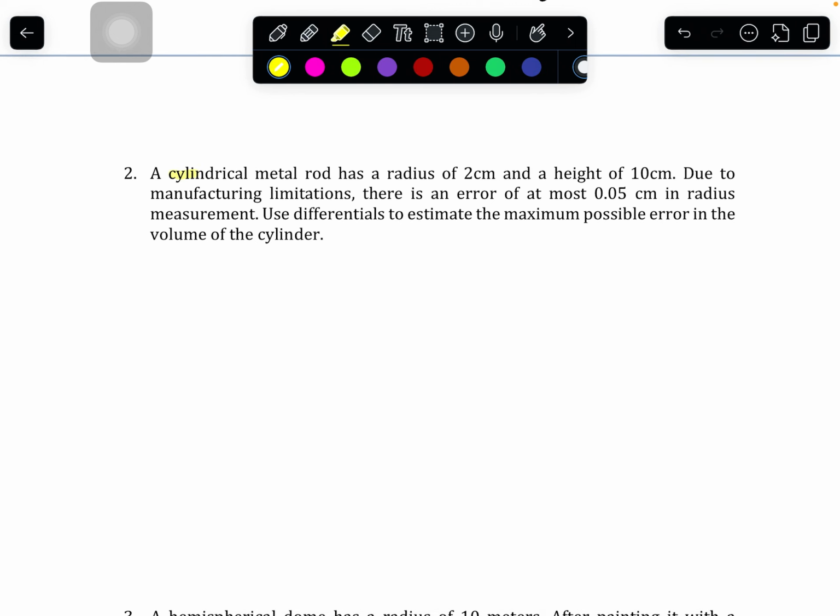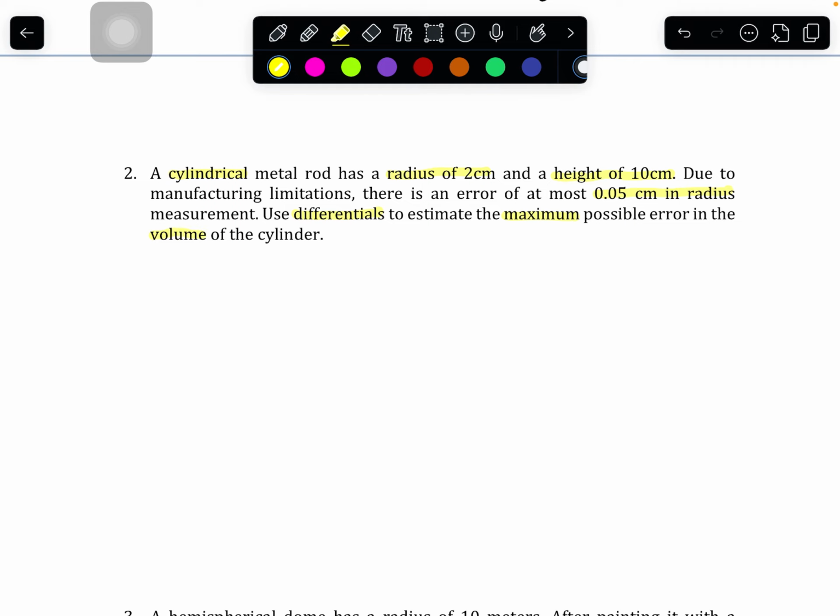So I have a cylinder with a radius of 2 centimeters and a height of 10 centimeters. If it helps, you can draw a picture. There's an error of at most 0.05 centimeters in the radius. We want to use differentials to estimate the maximum possible error of the volume of the cylinder.